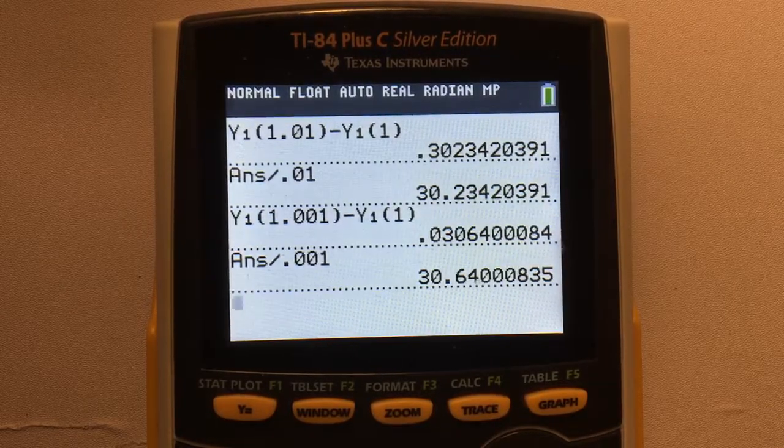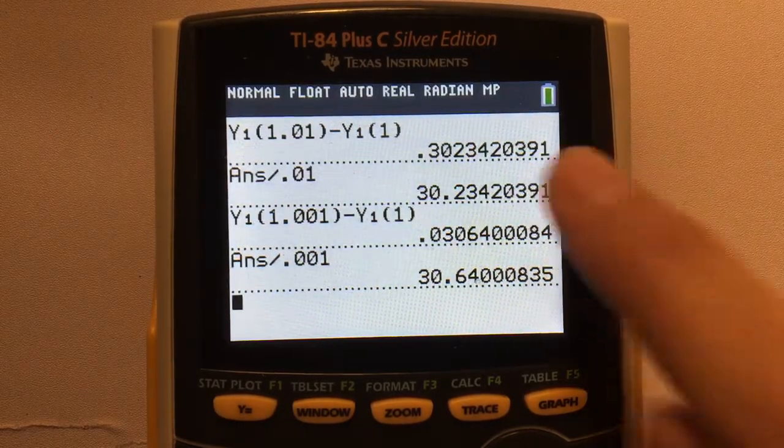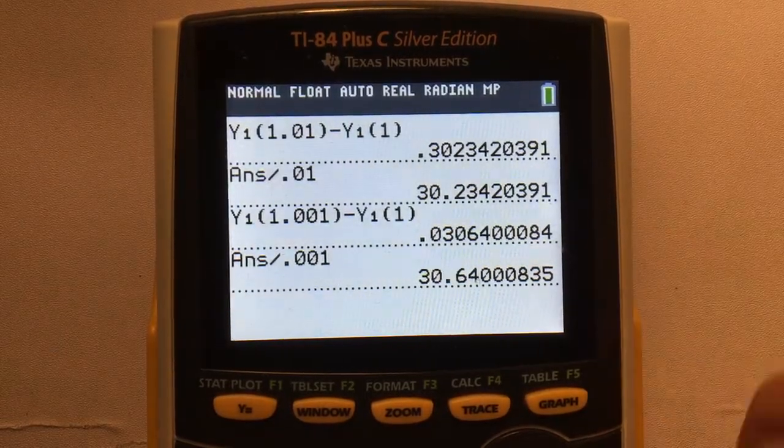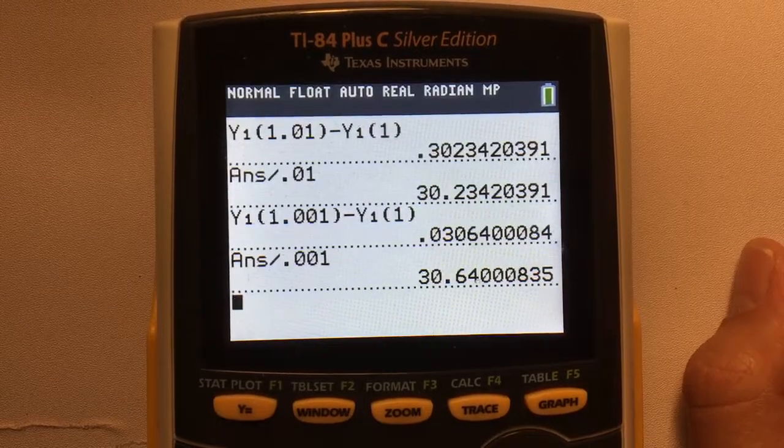So now I have 3.64. So this 3.640 is a better estimate than the 30.234 I had before. But both of these provide good estimates of the slope of this function at x equals 1.